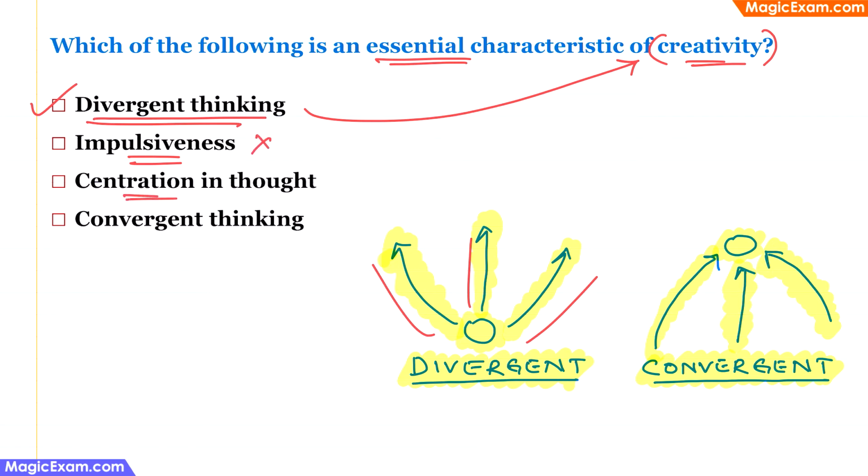Centration in thought. Centration is the ability to just focus on one thing at a time. Therefore, centration is not an essential characteristic of creativity. And convergent thinking. Convergent thinking is just a normal way of thinking where the child is thinking the same way that everybody else is thinking. Therefore, this is also not a characteristic of creativity.